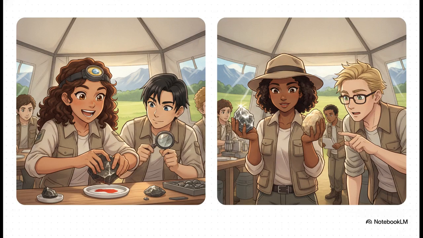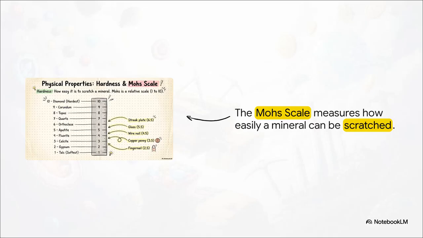For instance, the metallic mineral hematite might look gray, but it will always leave a distinct red streak on a test plate. To test hardness, geologists use the famous Mohs scale. This ranges from 1 for extremely soft minerals like talc, all the way up to 10 for diamond. And the coolest part is you can actually test this at home. A standard copper penny has a hardness of about 3.5, and a glass window is about 5.5. By seeing what object scratches what, you can very quickly narrow down exactly what kind of mineral you're looking at. It's like a real-world puzzle.